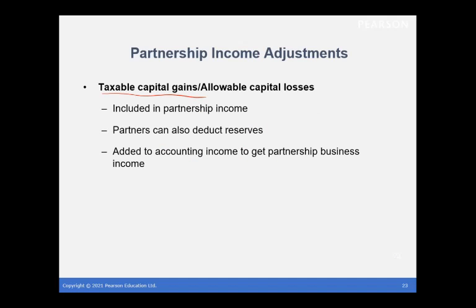So there's your taxable capital gains, like I just mentioned. So that stuff has to be added to accounting income to get partnership business income.